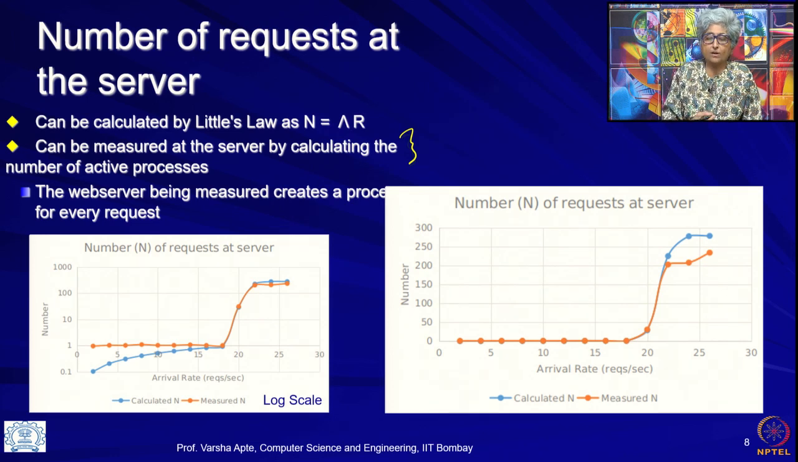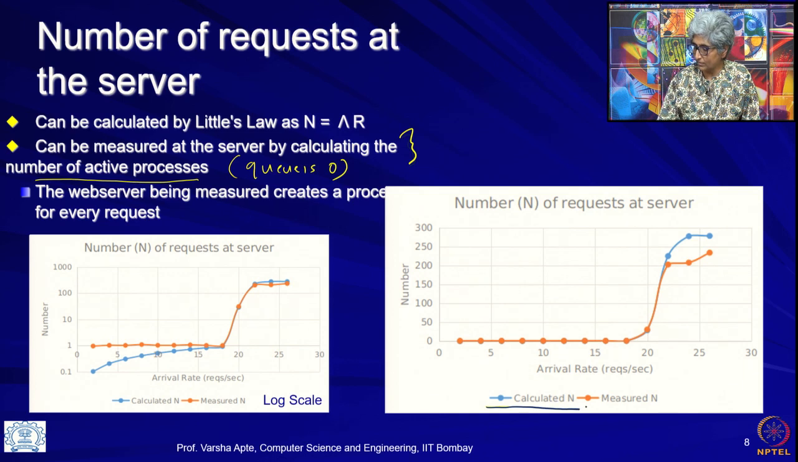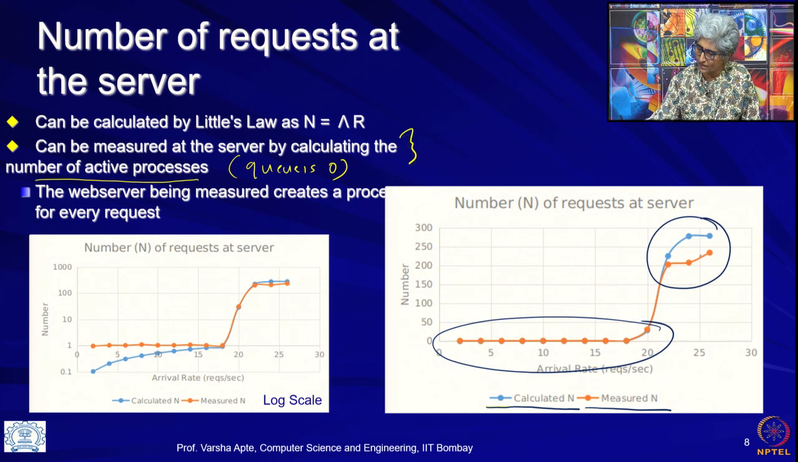That is for the particular kind of web server in this experiment. It does correspond to the number of requests currently at the server, because the queue is 0 and every request corresponds to a process. So if you measure the number of active processes, that is basically how many requests are currently at the server. This is what was done in this experiment. The blue line shows the calculated, and the orange line shows the measured. At the low values the match is amazing, and at the higher values there is some divergence, but it is just from 240 to 270 or something like that.